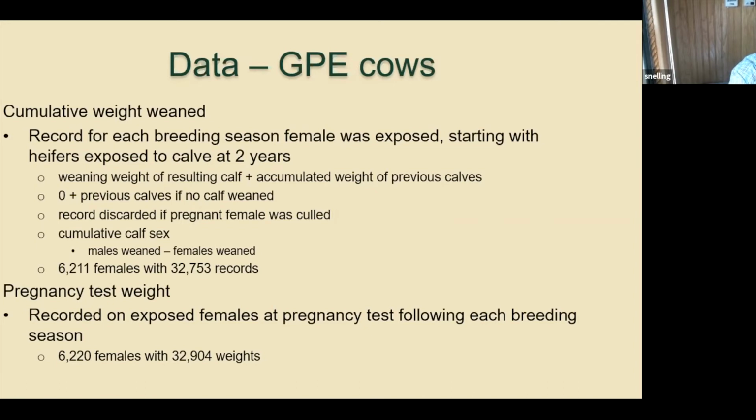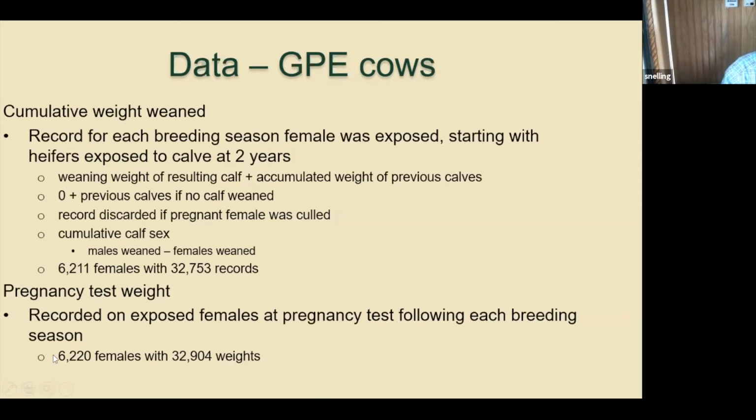If she was pregnant when she was culled, that record wasn't used because she didn't have an opportunity to wean that calf. And I also had a term for cumulative calf sex, that was the total number of males she had weaned minus the number of females, to account for sex difference in weight weaned. So there are about 6,000 females with records. They averaged a little over 5 records per female.